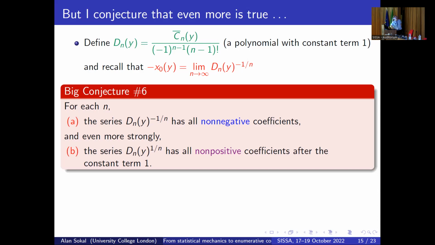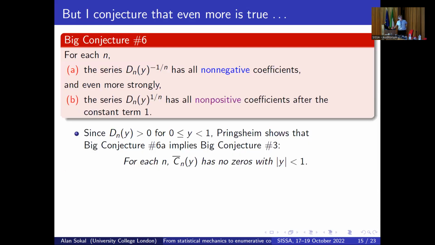And even more strongly, if you take dn of y raised to the power plus 1 over n, it should have all non-positive coefficients after the constant term 1. And what does that mean? Dn of y is positive for y between 0 and 1. That's easy to see. And the only way that raising it to a power can have a singularity is if you have a 0, but you don't have a 0 in the interval 0, 1. So Pringsheim would imply that big conjecture 6a implies big conjecture 3. That is, there are no zeros in the unit disk.